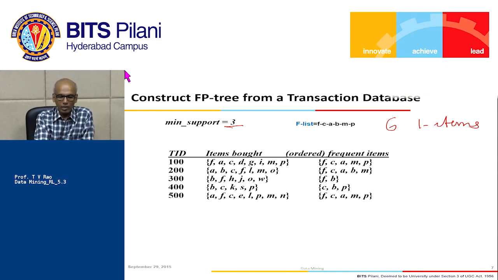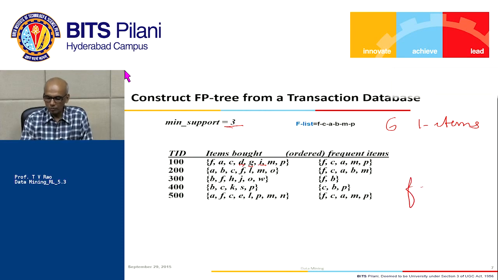So we do not want D. And then similarly, we do not want G. And we do not want I. So we get the record FCAMP. And added to that, we look at the support for each one of them. When we look at the support, we realize that it is F which has got the maximum support.